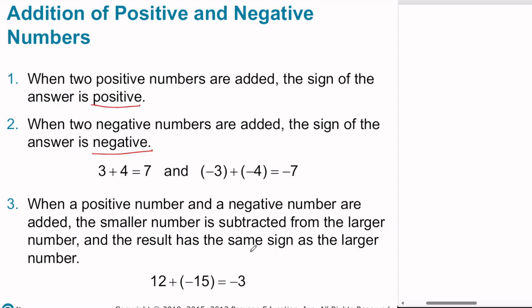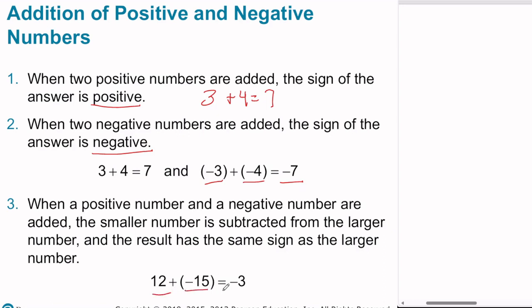Let's look at some examples. 3 plus 4 is equal to 7. They're both positive, and the answer is positive. Negative 3 plus negative 4 is equal to negative 7. They're both negative, and the answer is negative.